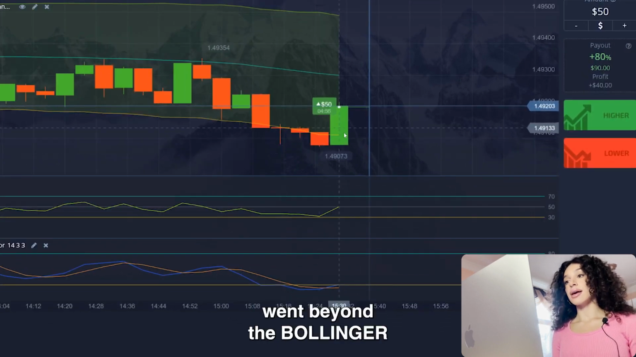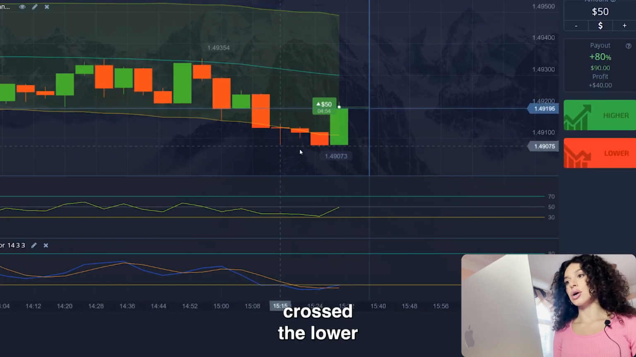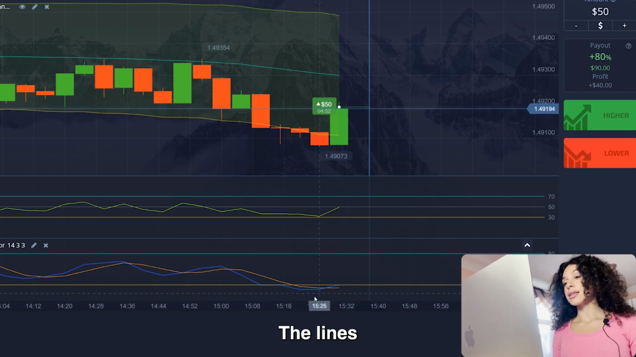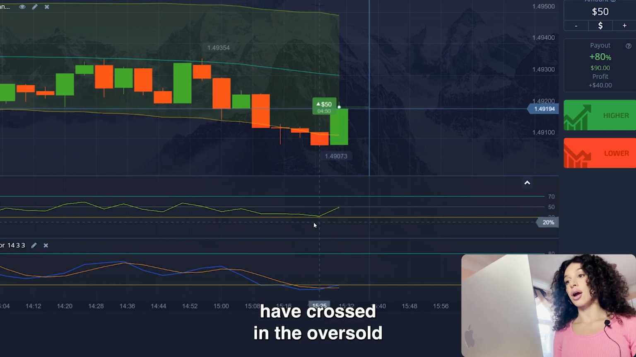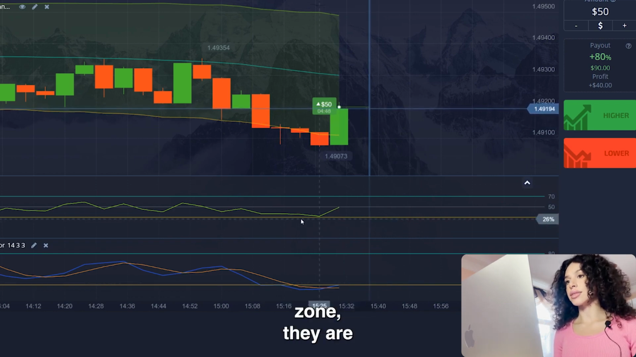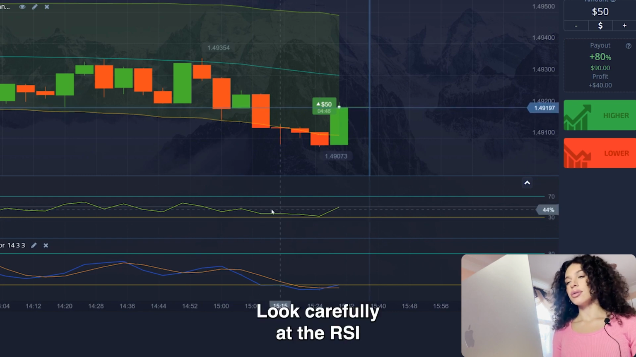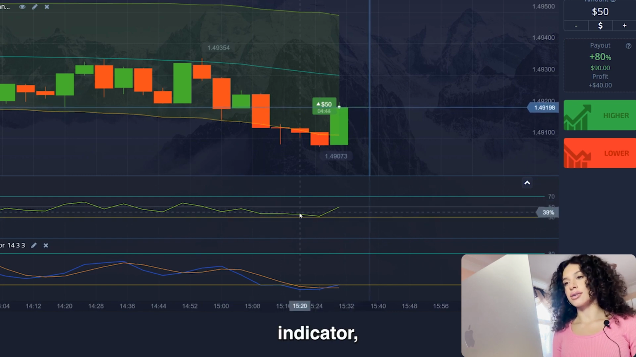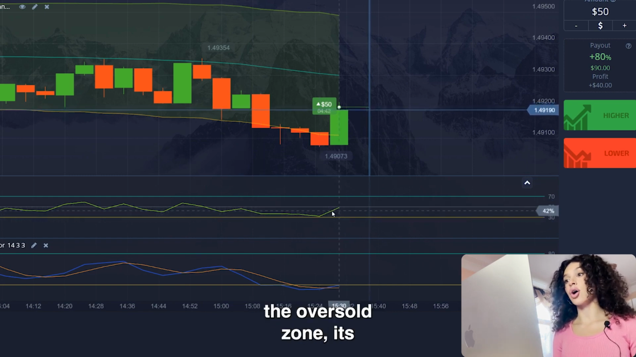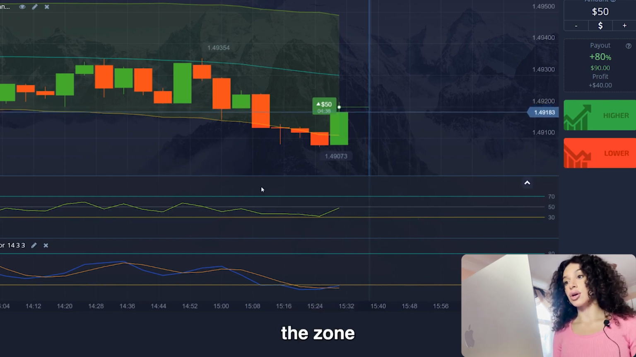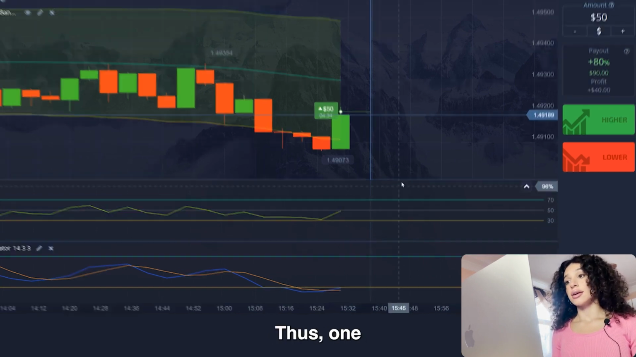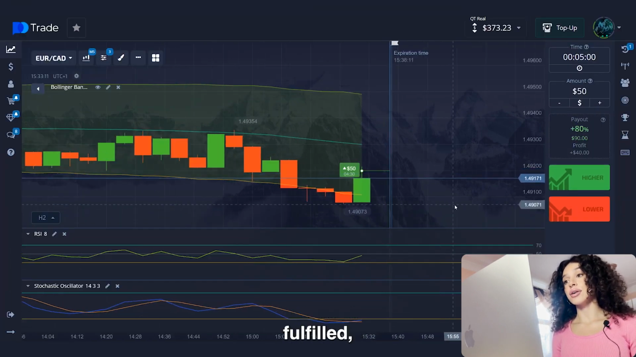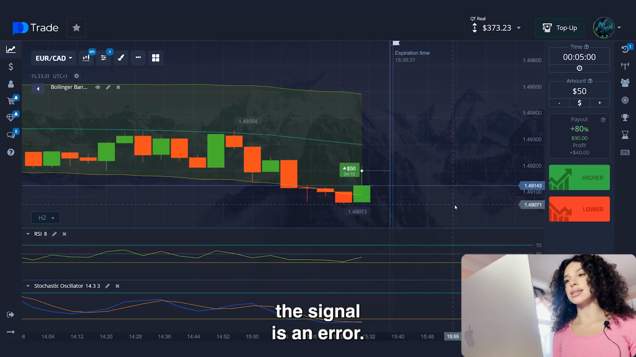The chart went beyond the Bollinger Bands. It crossed the lower limit of the indicator. The lines of the stochastic indicator have crossed in the oversold zone. They are moving up. Look carefully at the RSI indicator. Its line has not entered the oversold zone. Its position is not a signal. The line must be in the zone for at least some time, even for a short time. Thus, one condition is not fulfilled, which means that opening the signal is an error.